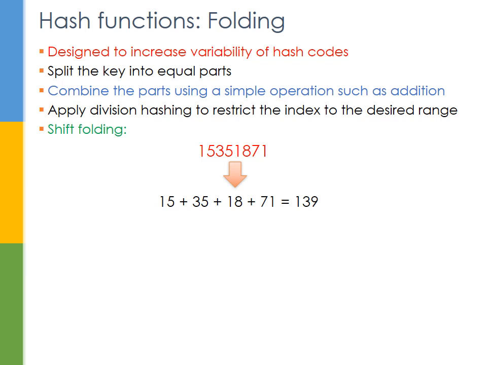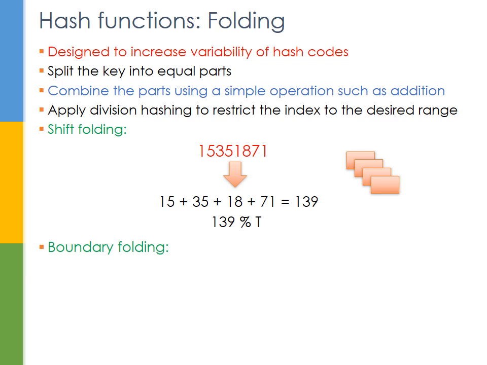And once I've split my number into multiple parts, all I'm going to do is just add them up together. So my student number 15351871 ends up represented by 139, which is obviously a much smaller value, and hopefully it combines the info that the student number actually contains. And the way to visualize it is you take your number, you slice it into these individual little cards, and then you stack them on top of each other. You just add them up to get the total. And then, of course, just to make sure this fits into my desired range, it's always a good idea to mod your calculation by the size of the table.